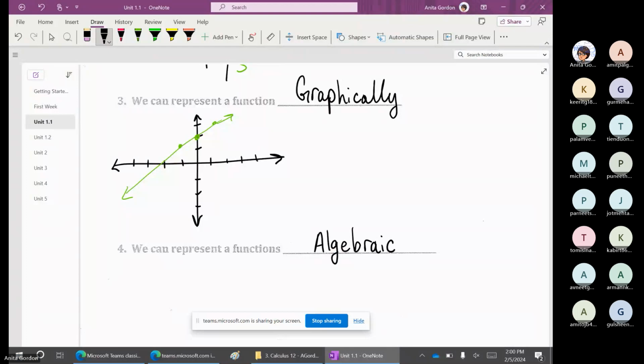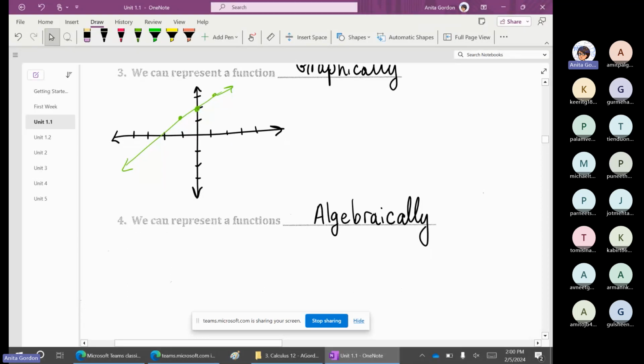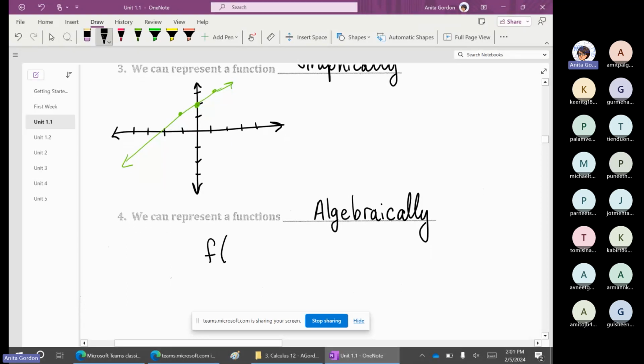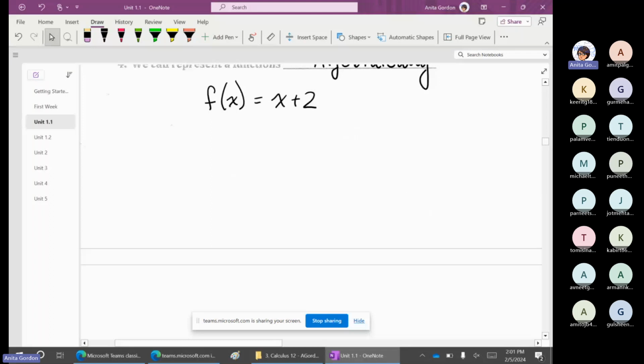We can also represent a function algebraically. This means writing a mathematical equation to represent what we're talking about. The function takes x and adds 2 to any number. We're okay with this? Beautiful. Let's flip the page.